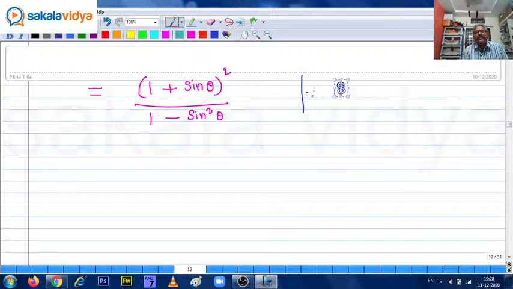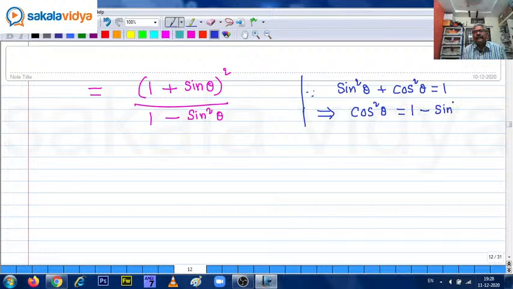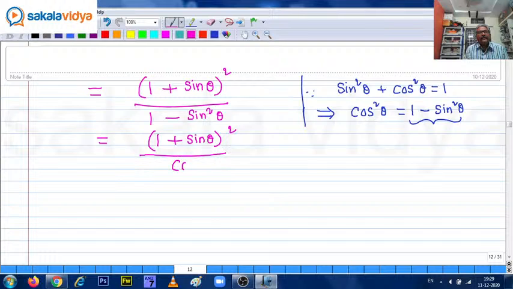So we know that sine square theta plus cos square theta equals to 1. So take sine square theta that side. So what do you get now here? Cos square theta equals to 1 minus sine square theta. So now instead of 1 minus sine square theta, we can replace cos square theta. So 1 plus sine theta whole square upon cos square theta we can write.